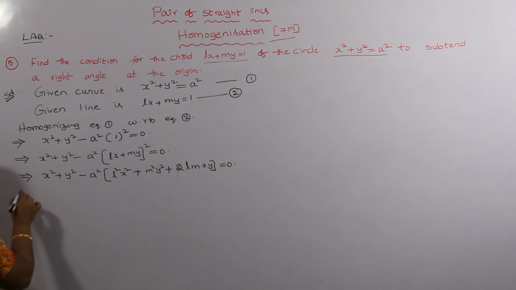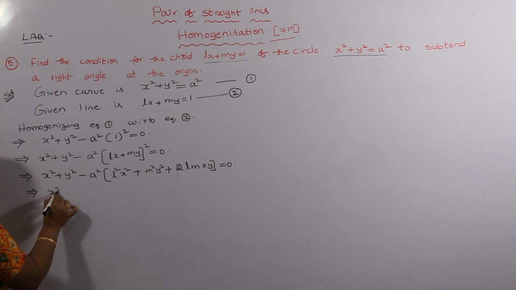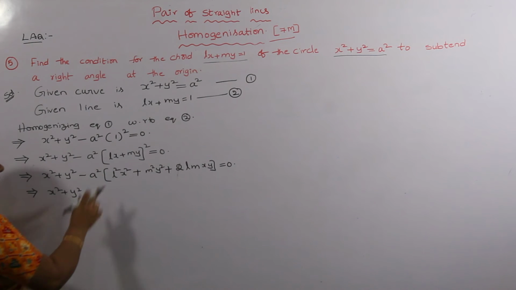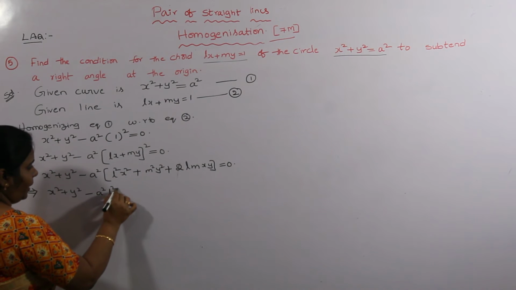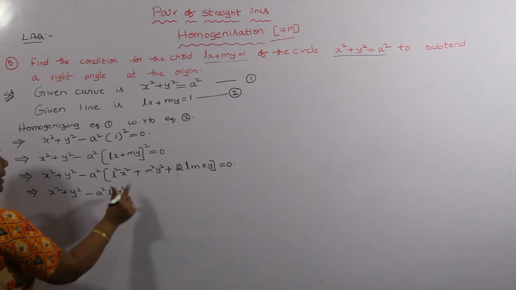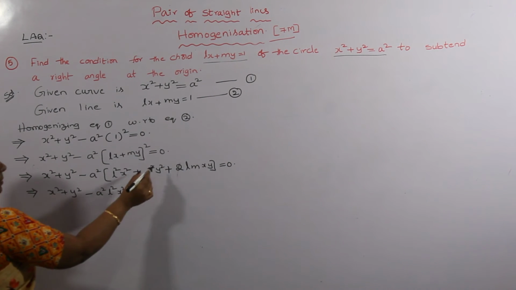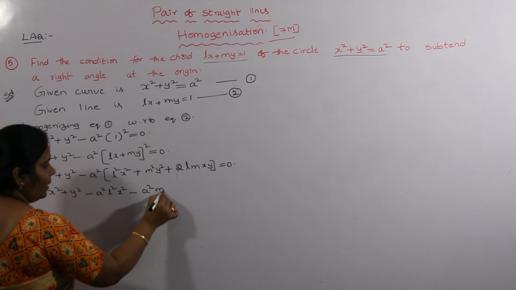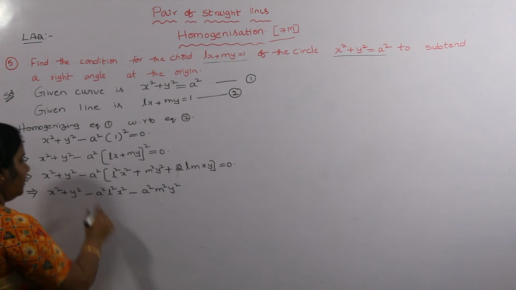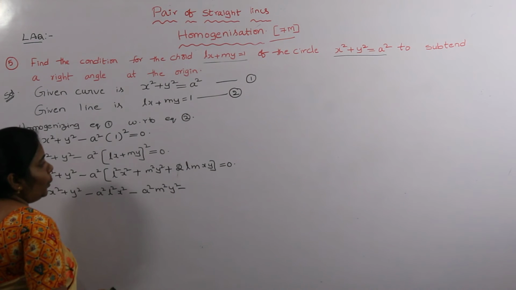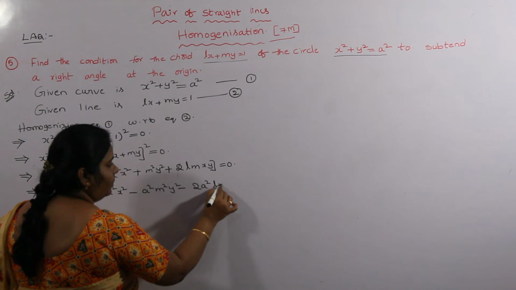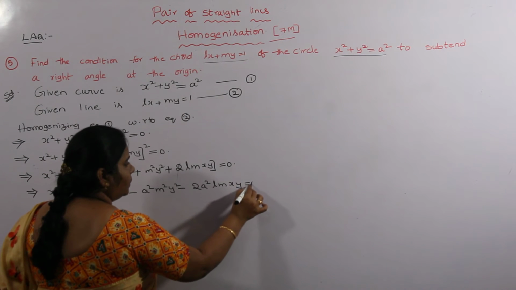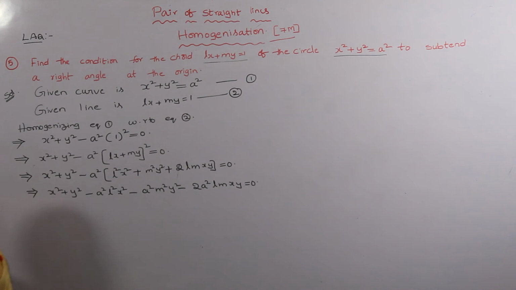Now this implies x square plus y square, and the minus a square is transferred inside: minus a square L square x square, minus a square m square y square, minus 2 a square lm xy, is equal to 0. That is 2a square lm xy. This equation is in the form ax square plus bx plus c.